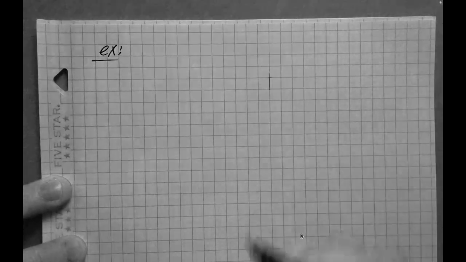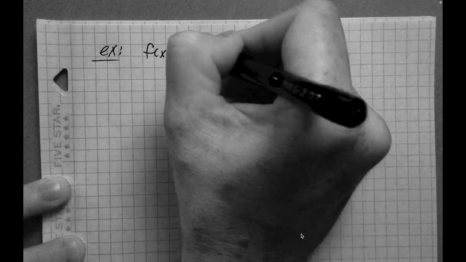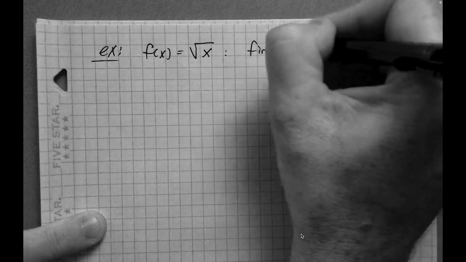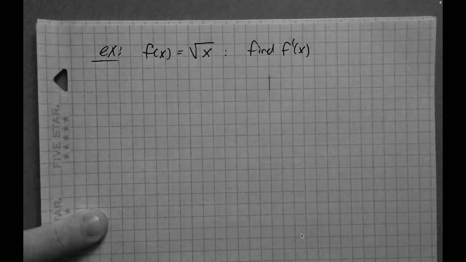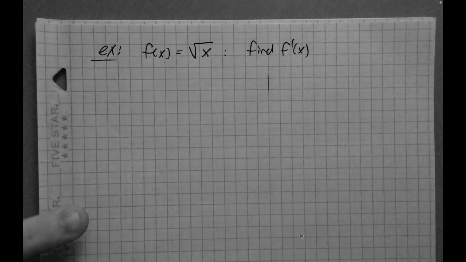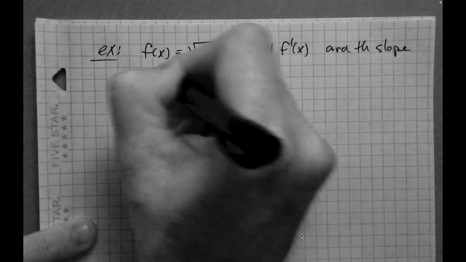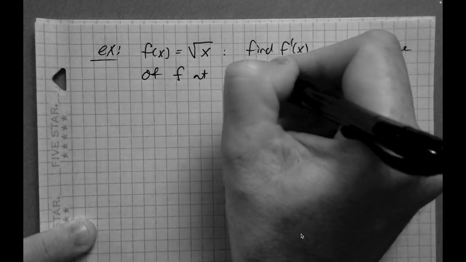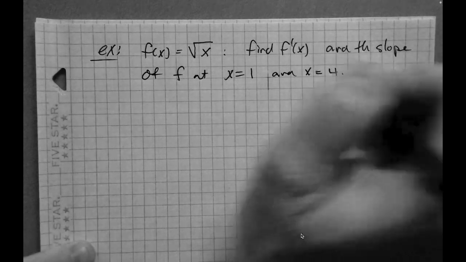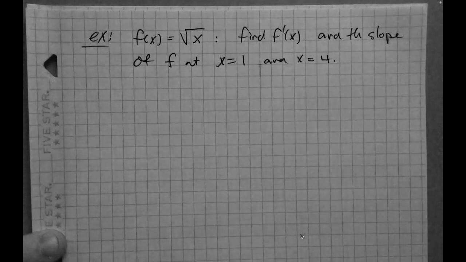So let's find f prime of x for the function f of x equals the square root of x. Once we've found the derivative, let's find the slope of f at x equals 1 and x equals 4. We'll just emphasize that we can do such things with the derivative. So first we've got to find the derivative.